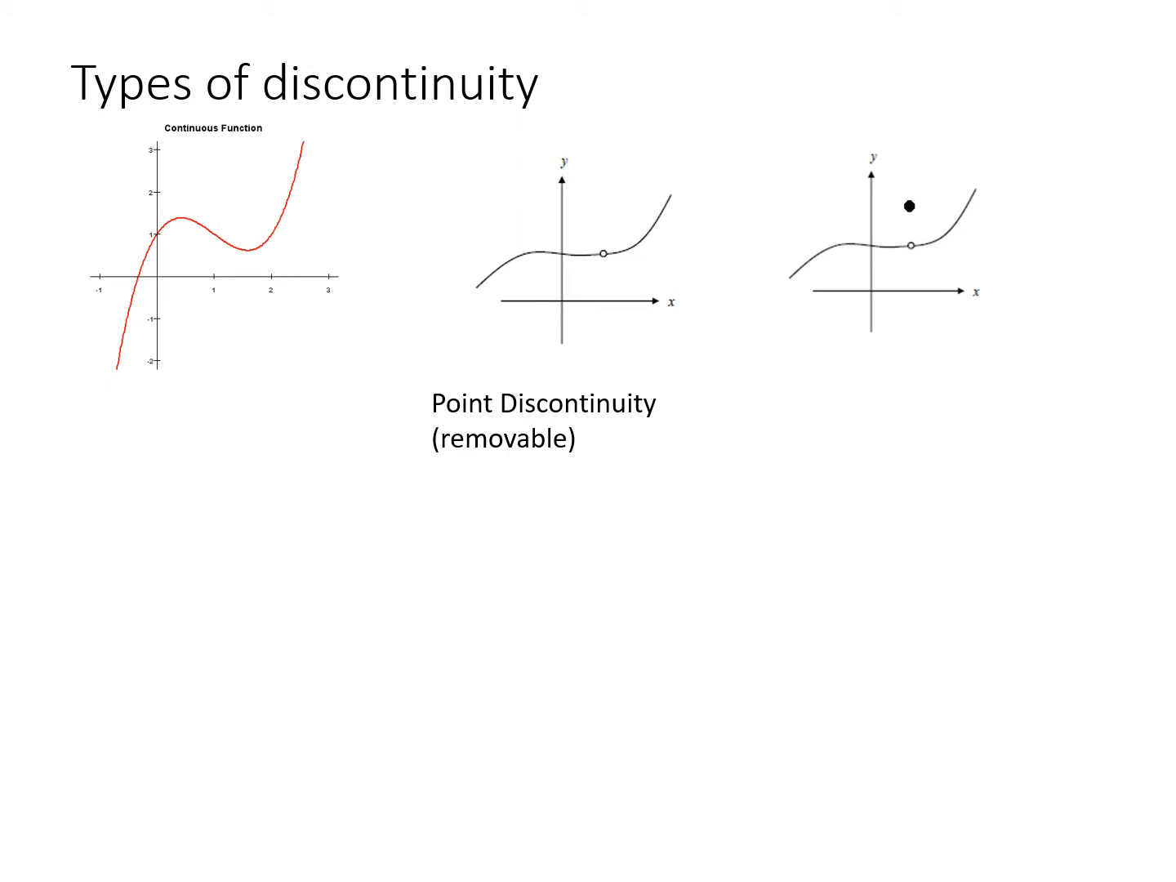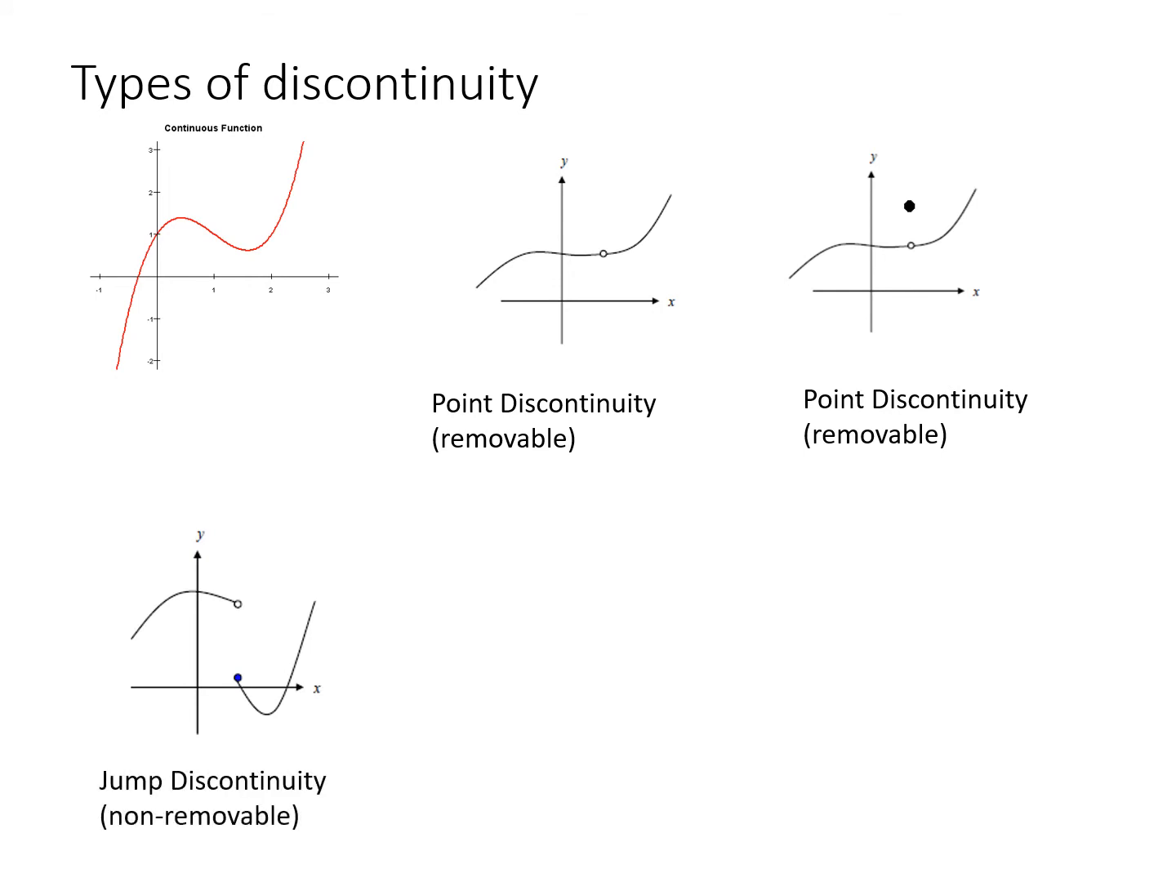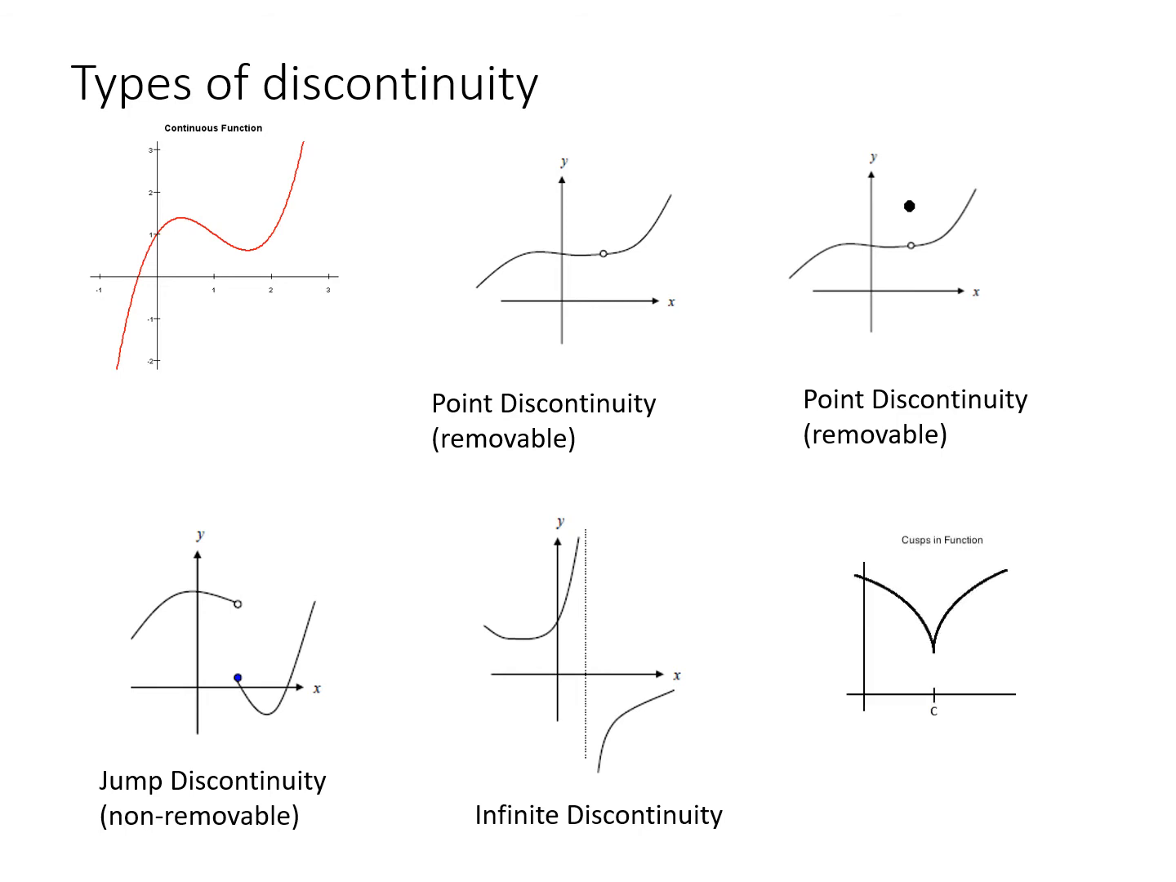How about for this one? Looks similar, except for it has a closed circle at the hole as well. So this is a piecewise function, but it still has point discontinuity. It is not a continuously smooth curve. There is a removable discontinuity at a point. This graph has step or jump discontinuity and is also non-removable. This graph has infinite discontinuity, where it's growing without bound as it approaches x equals c.